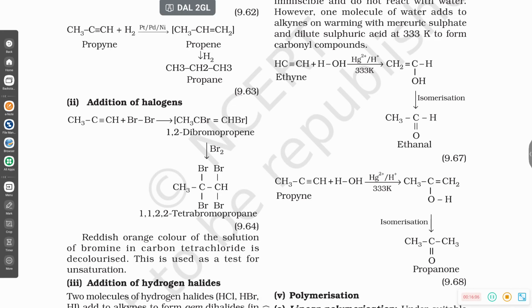So, what is the important point here? Only ethyne forms aldehyde. Other than ethyne, anything you take, it will form ketone. So this also we will study in the preparation of aldehydes and ketones. This property becomes a preparation method there. Understood already?